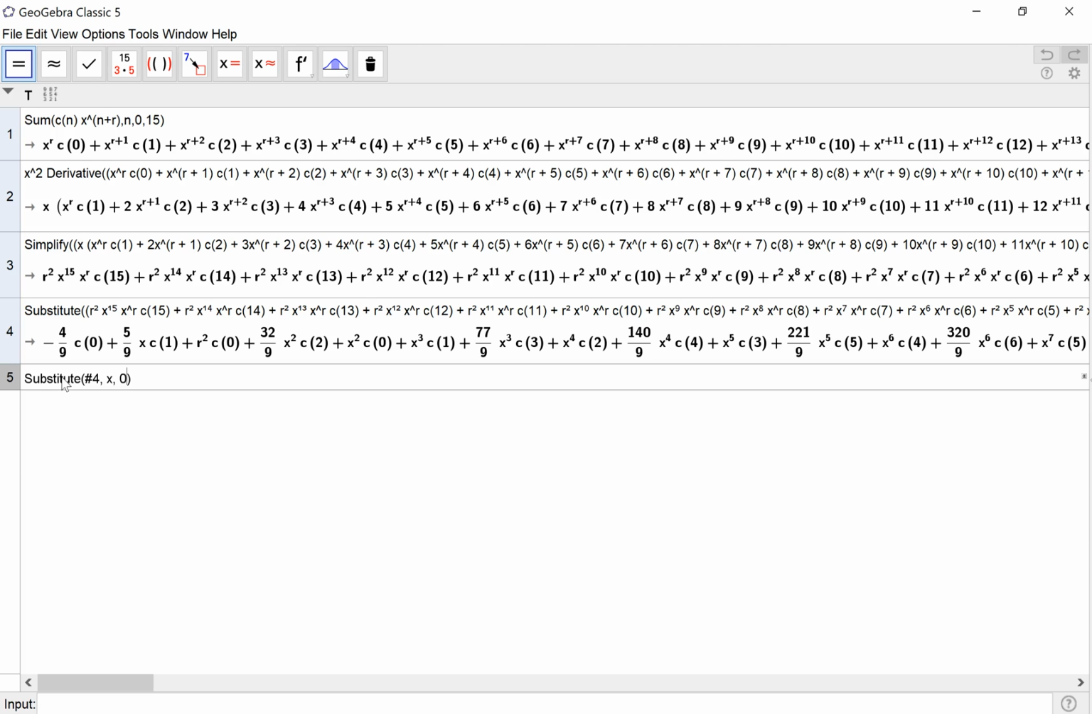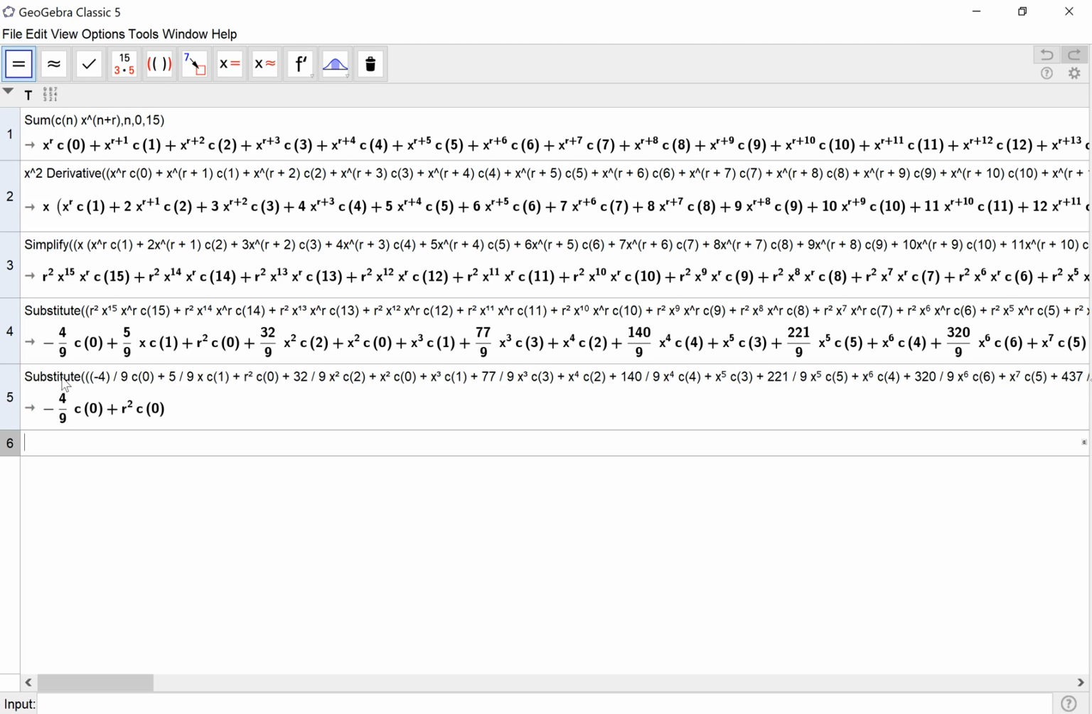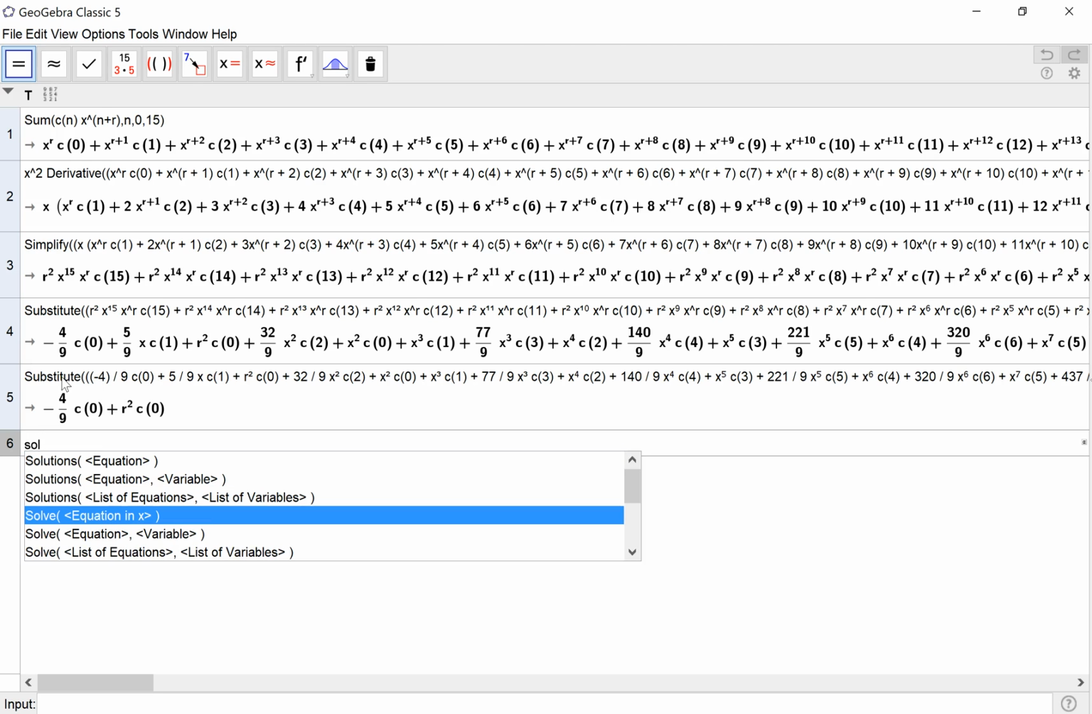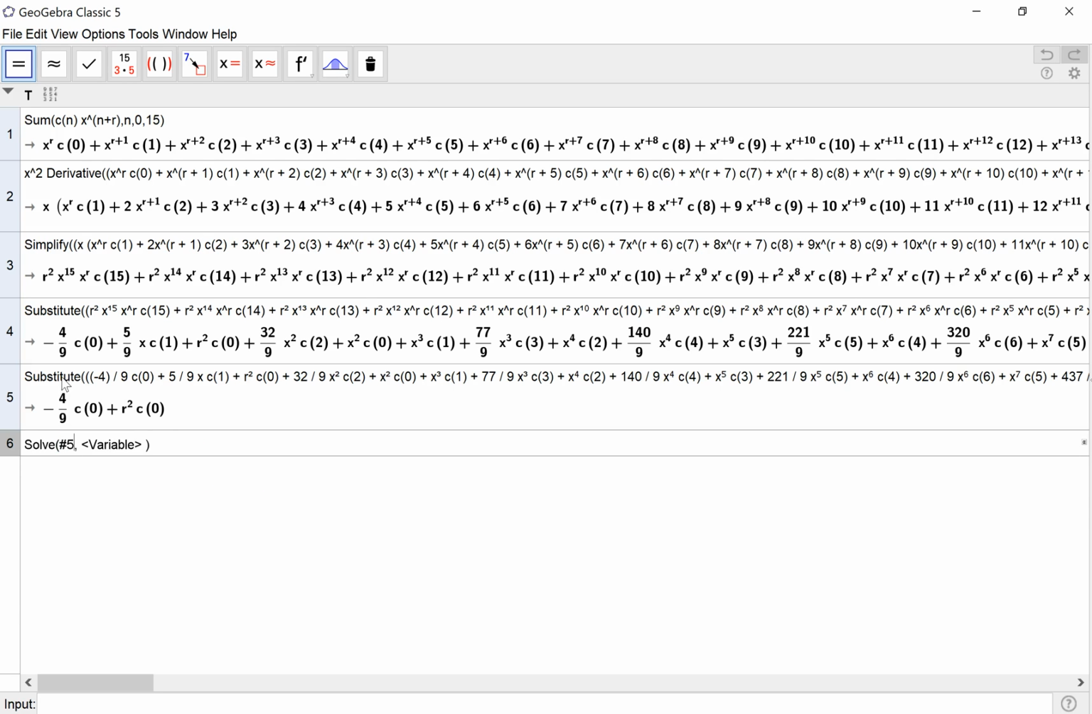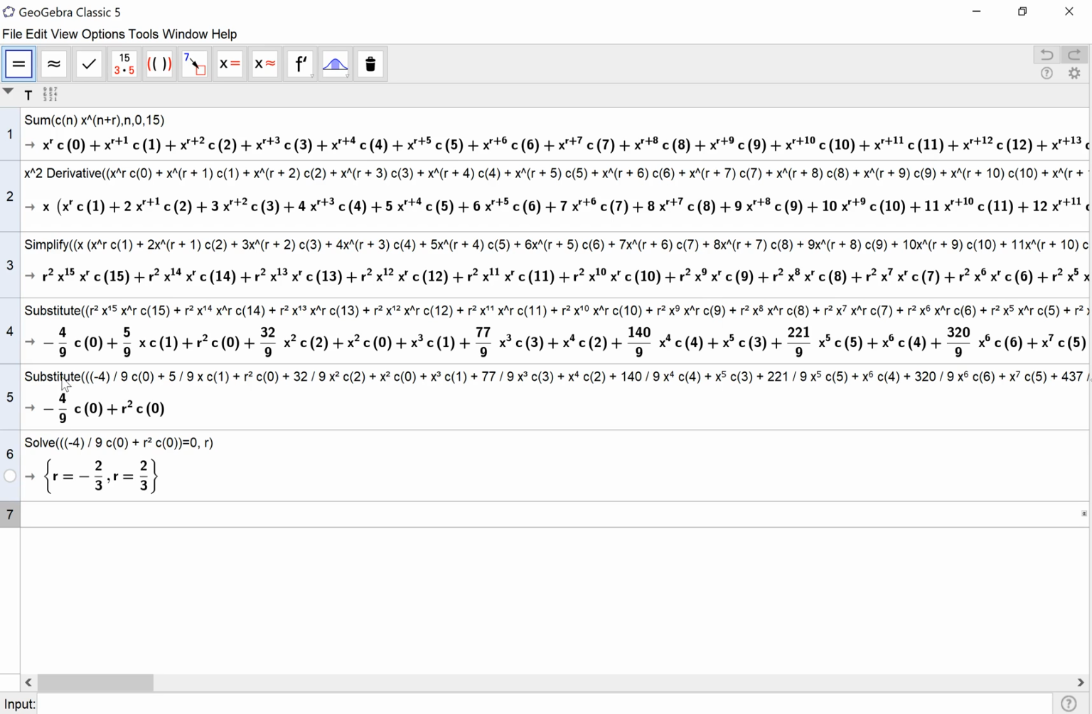Should come out something relatively simple. There it is. Okay. So we get r squared c naught, and we get a minus 4/9 c naught. We want to solve this for r. So we'll do solve. I'm going to solve number 5 equals 0, and we want to solve it for r. And there are our two solutions for r.